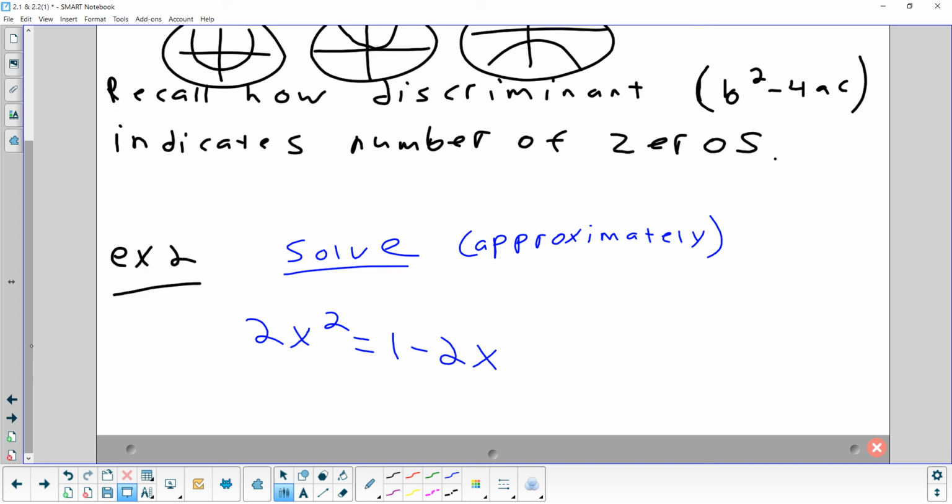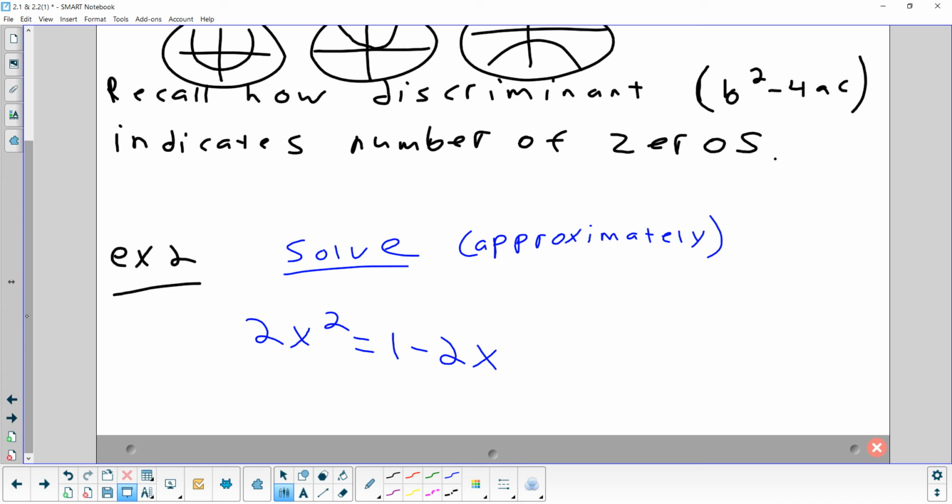Yep. Could we move the 2x squared to the side and set it to 0? Yeah, we'd set it equal to 0, and then what would you use from there once you got it equal to 0? B squared minus 4ac. So that would tell you how many roots there are, but that's part of a bigger formula that would give you the actual answer.